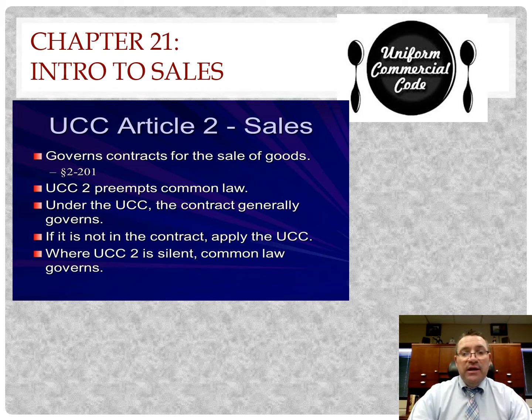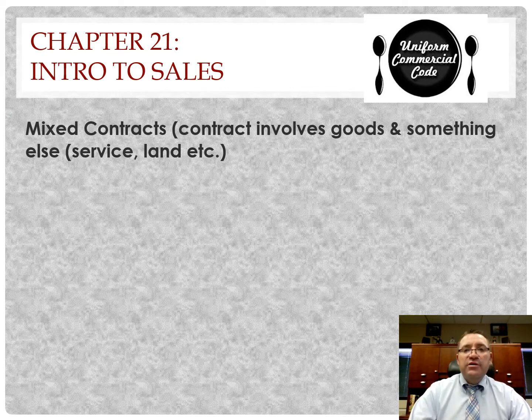If it's not in the contract to apply the UCC, the court will still do so unless the contract specifically says we're outside of that. And if the UCC is silent, then the court will use common law rules to make any decisions. All right, so mixed contracts. Sometimes as a court you have to decide, is this a sale of goods, or is this, for example, a service contract?